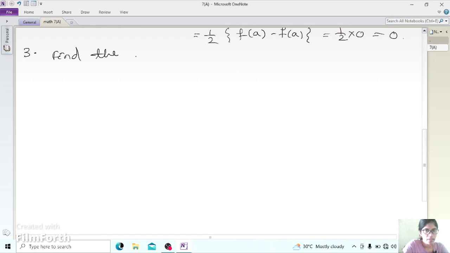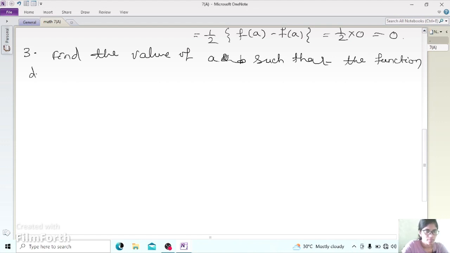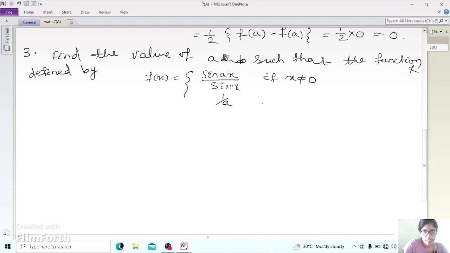What was question number 3? Find the value of a and b, find the value of a such that the function f defined by f of x is equal to sin ax by sin x if x not equal to 0 and 1 by a if x equal to 0 is continuous at x equal to 0. This is for continuous. Okay.